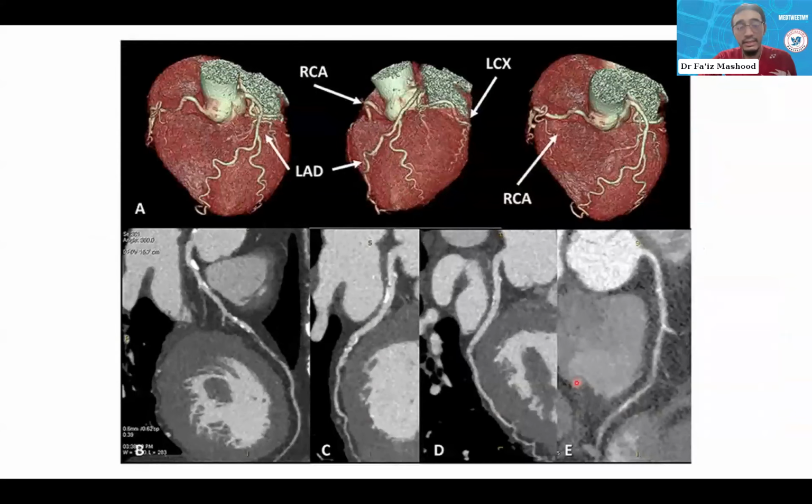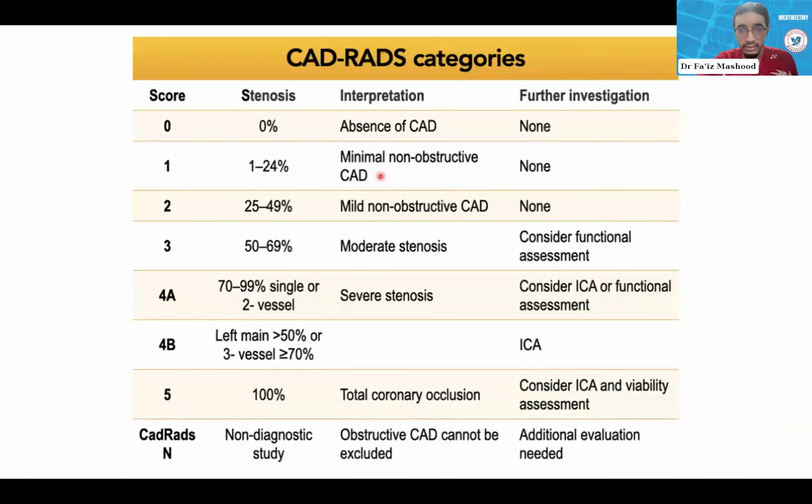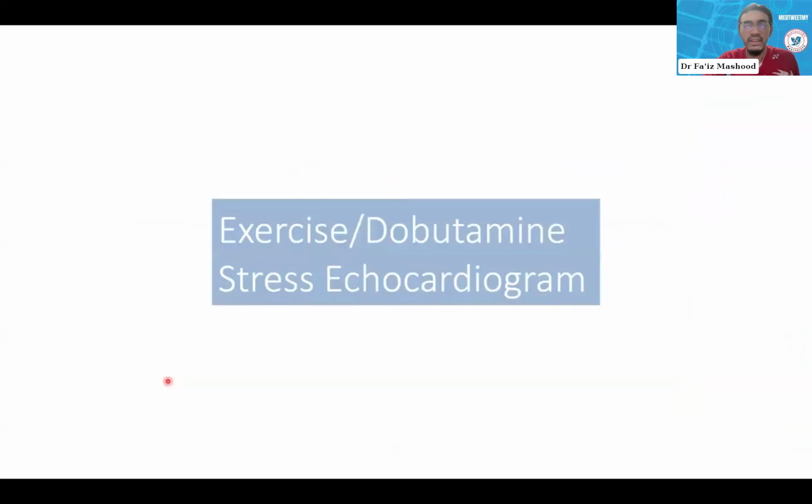All right. And then this is an example of CT coronary angiogram. We will get this sort of 3D image of the heart and the coronary arteries. And from there, the radiologist will assess whether we are dealing with obstructive or non-obstructive CAD. The score that they use is the CAD-RADS score. The general idea is that a score of 4 and above, 4 or 5, means that we are dealing with severe stenosis.